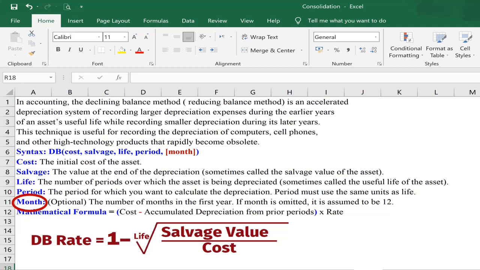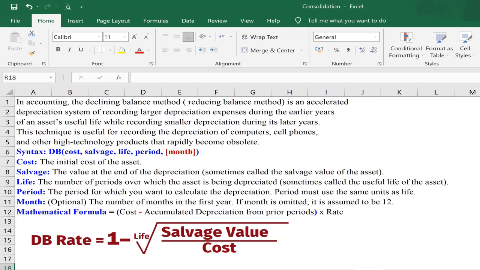The last and optional argument is month, the number of months in the first year. If month is omitted, it is assumed to be 12. When an organization purchases an asset in the middle of its financial year, that means there are 6 months to go for the fixed asset to be utilized. For these 6 months, we can calculate depreciation for half of the year.